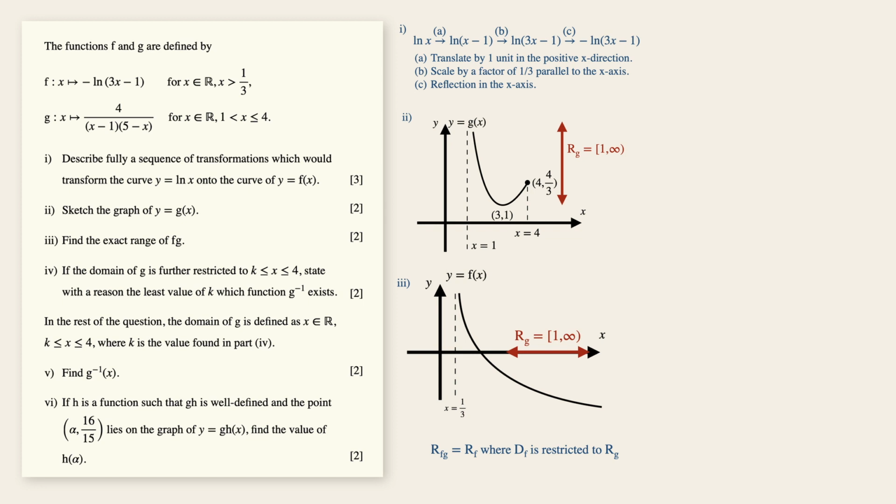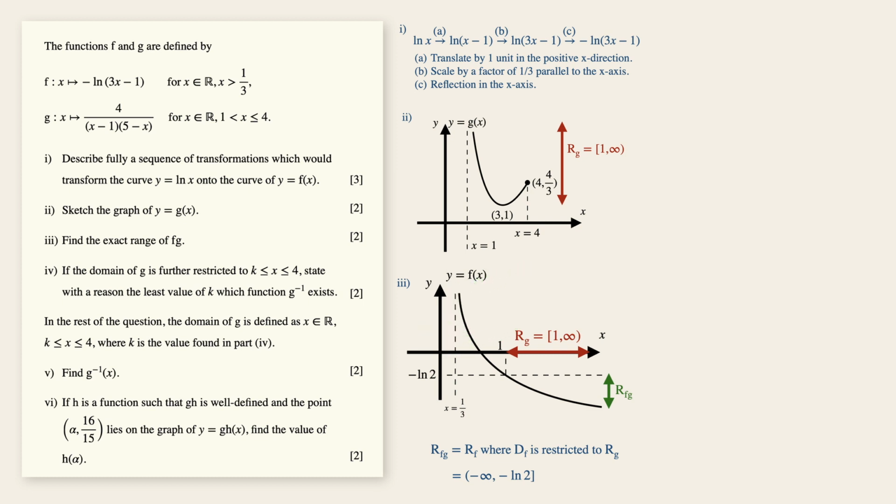The range of fg can thus be found by reading the range that corresponds to this restricted domain, which is from negative infinity, below, all the way to negative ln 2 inclusive. Now if you're wondering how I got negative ln 2, we can simply substitute 1 into f(x) to give us this negative ln 2 value.